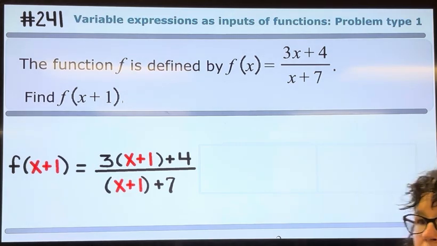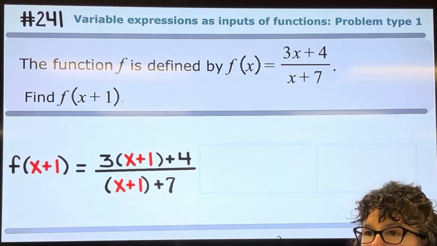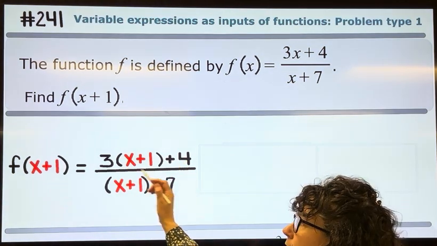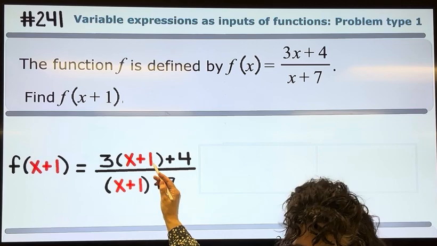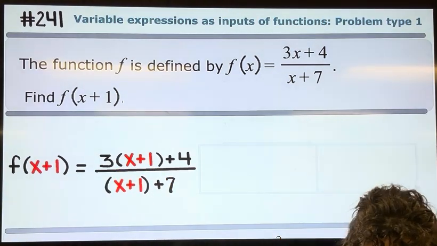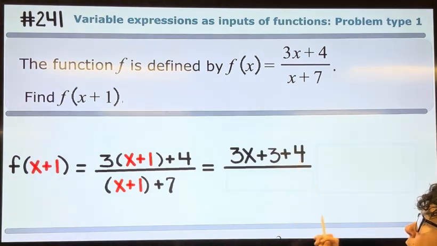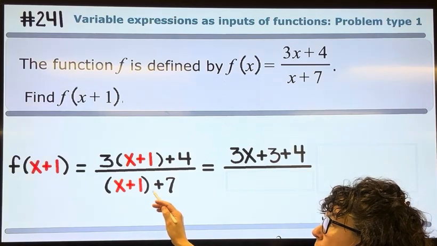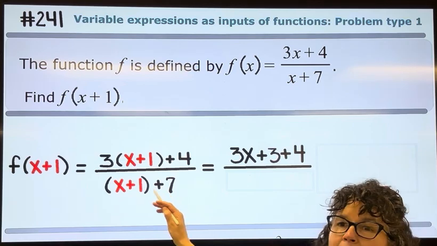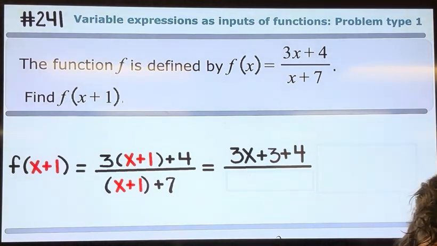And now to simplify, when you have a fraction, you want to simplify the numerator separately from the denominator. Focusing just on the numerator, I'm going to distribute the 3 through, and that makes 3x plus 3. And then we still have plus 4. And then for x plus 1 plus 7, we can just take the parentheses off because this is not multiplication. I just have x plus 1 plus another 7.